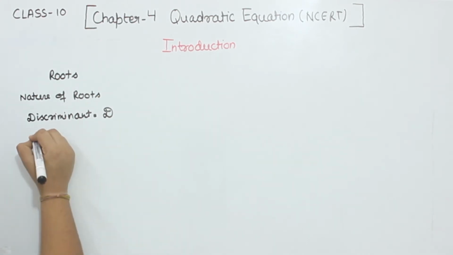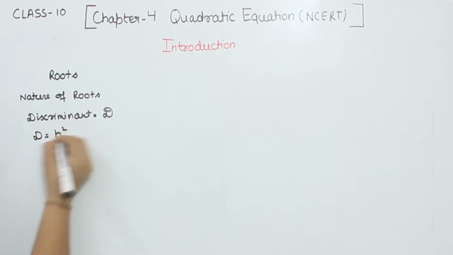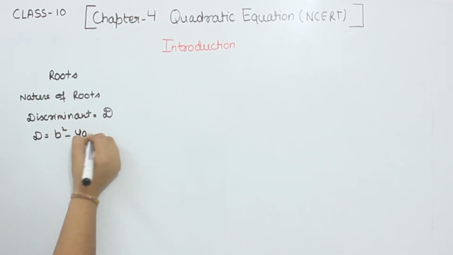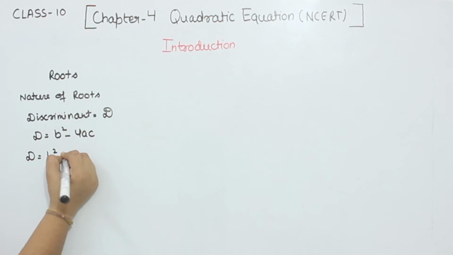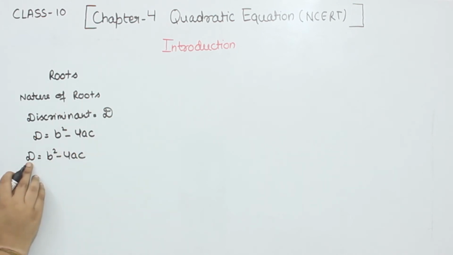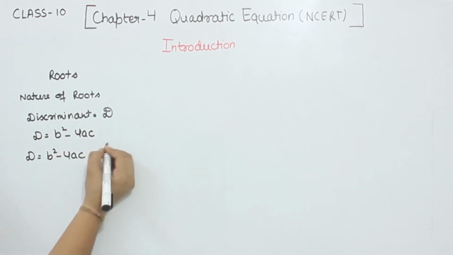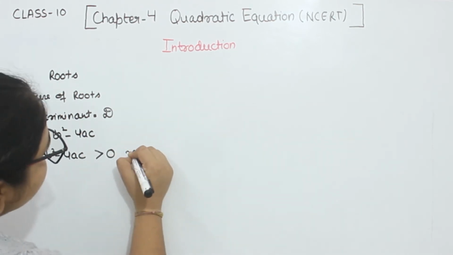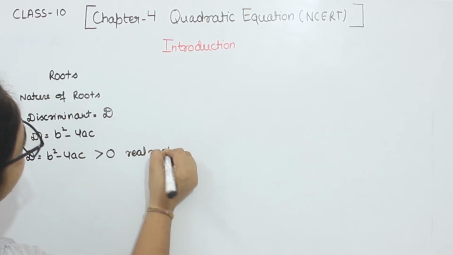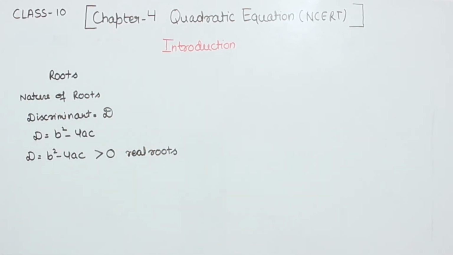Now this discriminant D is equal to b square minus 4ac. So this is D, the discriminant we are having. Now for knowing the nature, first one: D is equal to b square minus 4ac. If this D, the value of the discriminant, is greater than 0, then we have real roots and distinct or unequal roots.